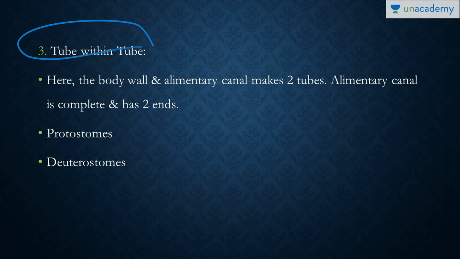Depending on the appearance of the mouth, protostomes and deuterostomes can be classified. What do the terms protostome and deuterostome mean? When the first opening that appears in the embryo serves as a mouth, then it's called protostomes. Proto means first and stome means mouth. While if the first opening is used as an anus, then they are called deuterostomes. Deuteros means second and stome means mouth.